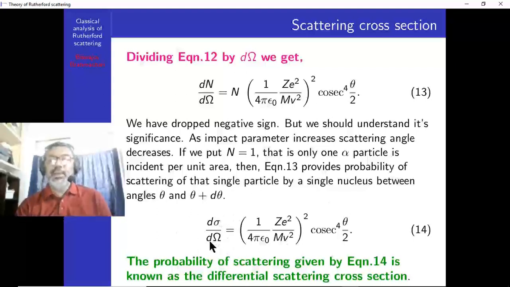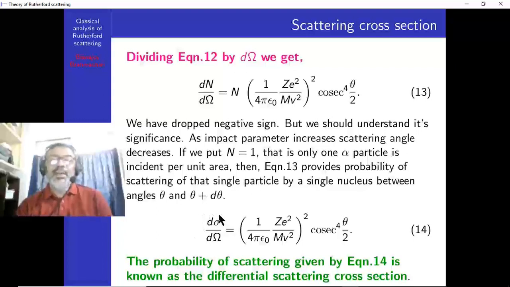This gives the relation between the differential scattering cross section and the angle theta. This is called the differential scattering cross section. So here one single alpha particle is scattered through the angle theta and d theta. So it provides the probability of scattering that single particle by a single nucleus between the angles theta and theta plus d theta, and also per unit solid angle.